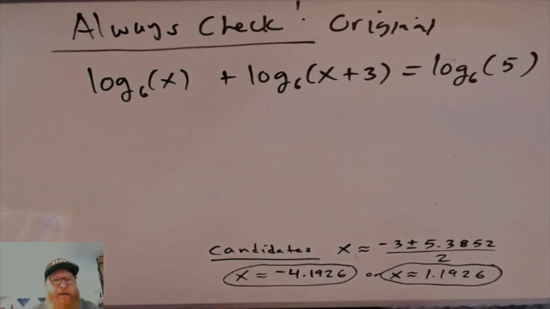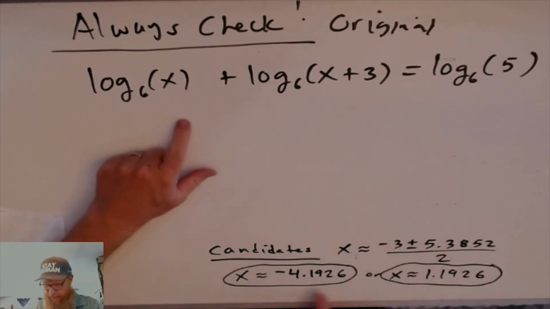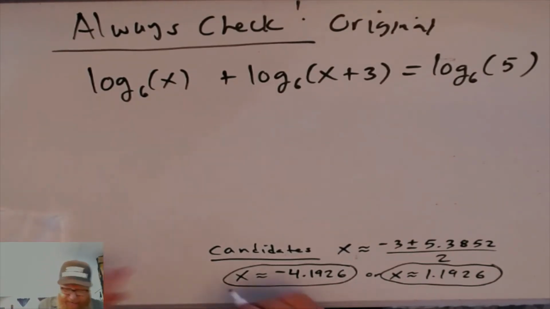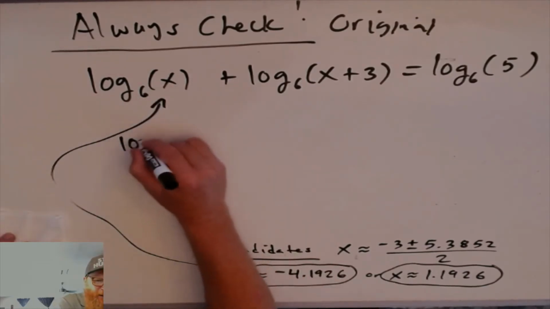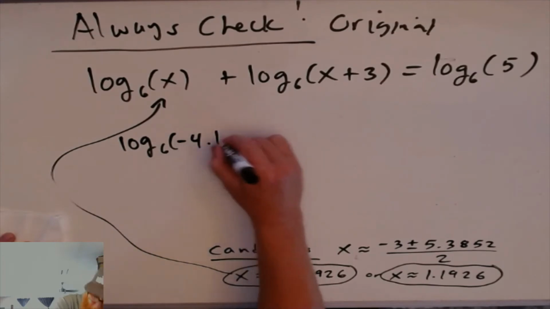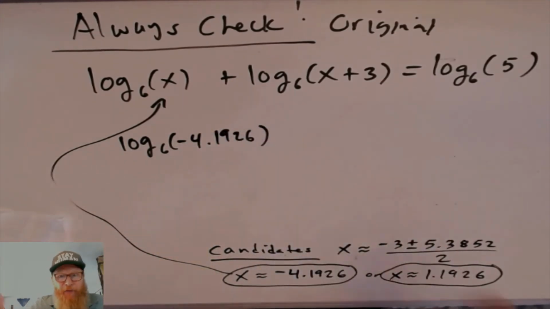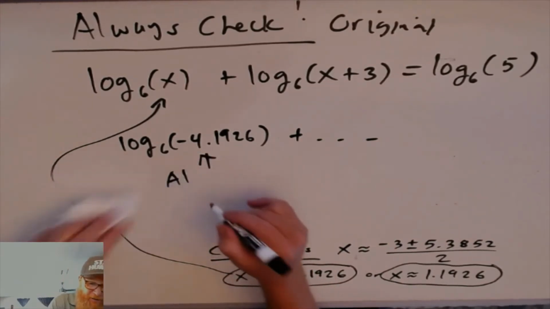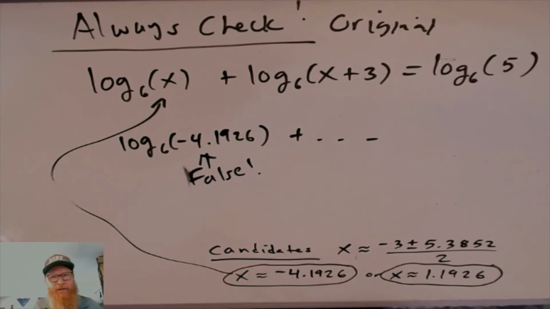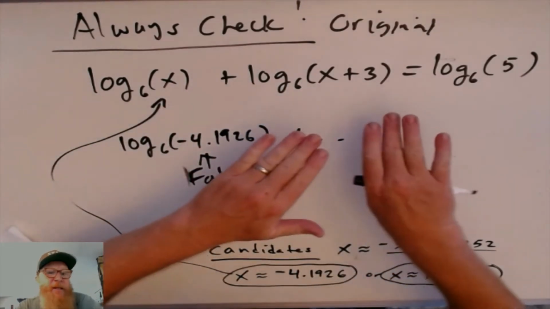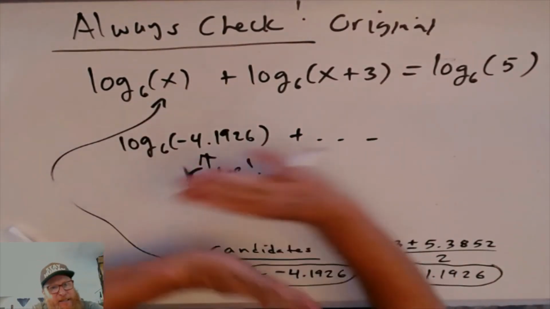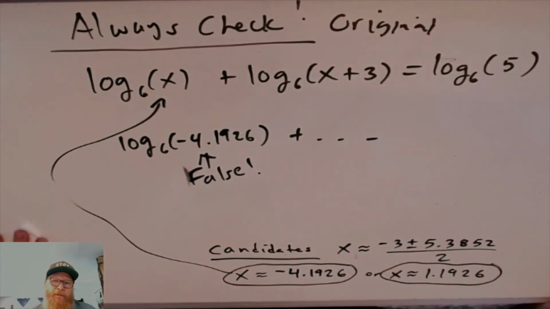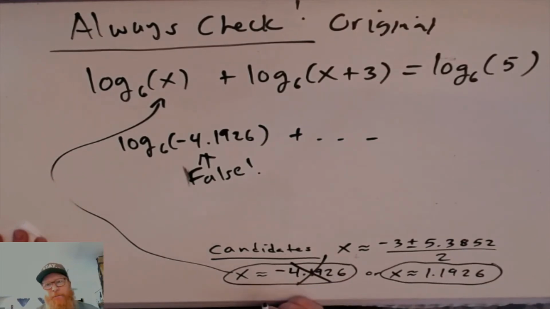Now remember, the domain of a logarithm is all non-negative numbers. Actually, to be perfectly honest, positive only. 0 is not even counting, but in general, it's non-negative. So I can already tell when I plug this candidate in, I get log base 6 of negative 4.1926. It's already false. It doesn't matter what happens to the rest. If one term is false, the whole entire equation is false. You can't say this term's false, but this term's still true. One false statement makes the entire argument false. So this candidate has failed. It's no good.